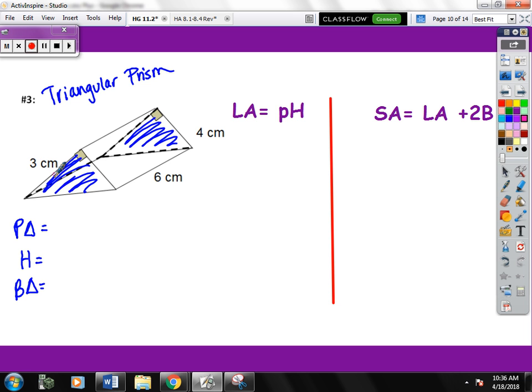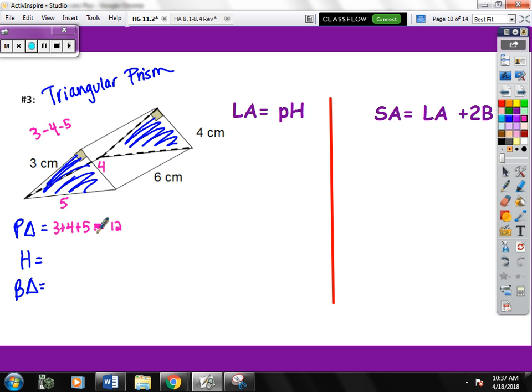One of the sides is 3. The other side we don't know, but if you look backwards, it's a 4. The third side you do not know. You'd have to figure it out using a triple or the Pythagorean theorem. This would be a 3, 4, 5. 7 plus 5 is 12.